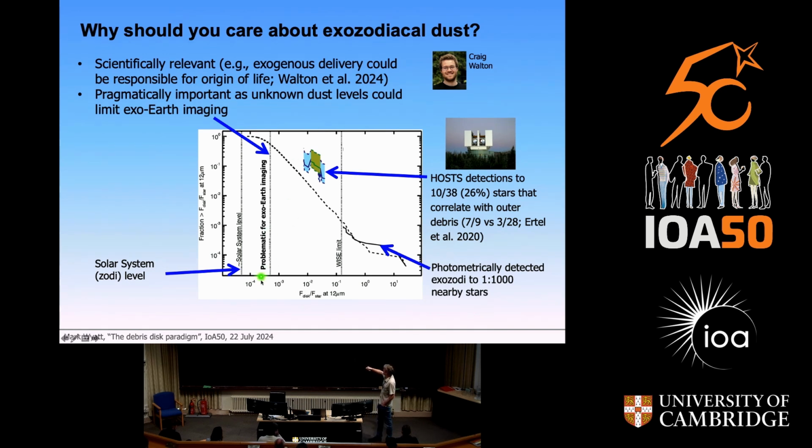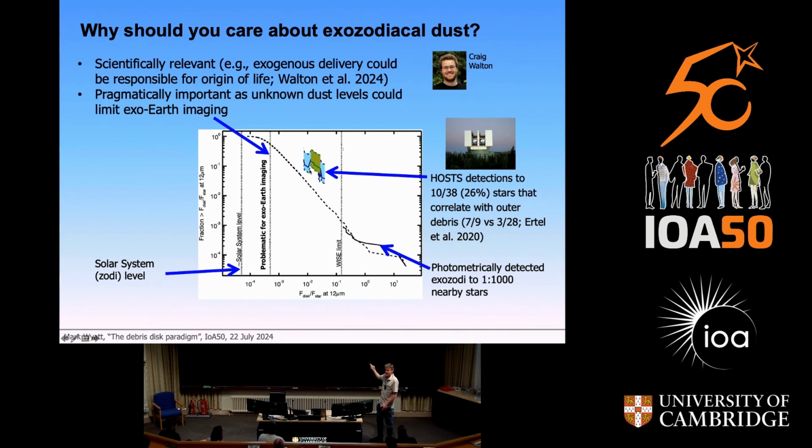This becomes problematic when the level of dust in the system is more than about 10 times the level of dust in the solar system, which would be down here. Now, we know from photometry that very bright dust, more than 10,000 times as bright as the solar system, is rare, about one in 1,000 stars has dust that's that bright.